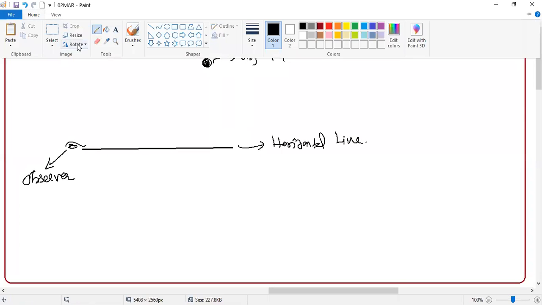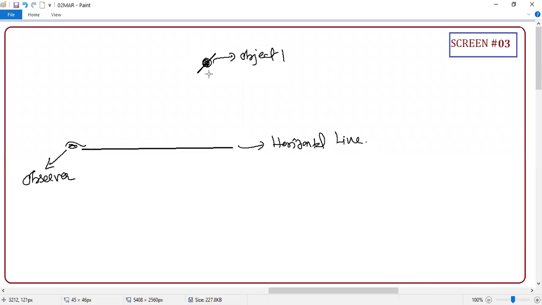So if you want to see this object, what do you have to do? You have to raise your head, correct or not? It means the object is above the horizontal line. So what's happening here? Anyone can tell me? An angle is getting formed between the horizontal line and the line of sight.